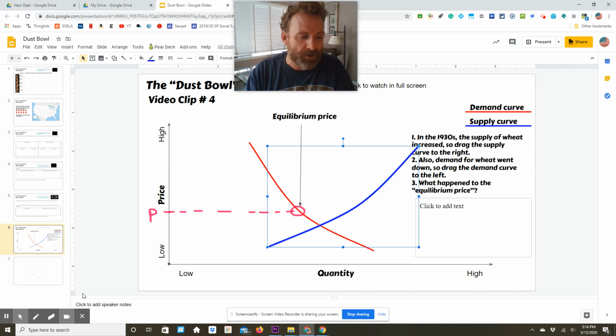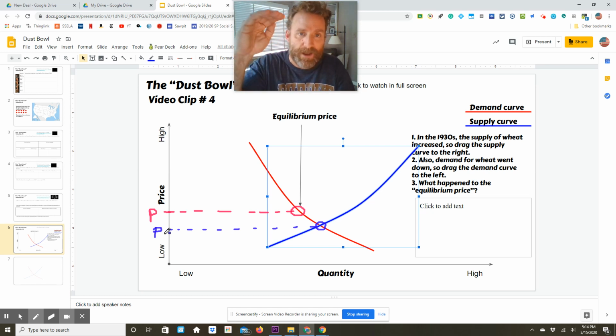But what we want to track is where is the new equilibrium point? And you'll see we went from here and now the two lines crossed here. Now the point is, what does that do to price? It pushes the price out here. So now we have a new price point, and that blue P is less than the red P. So you can see the price went down. The price went from red P to blue P when the farmers pushed out more supply.